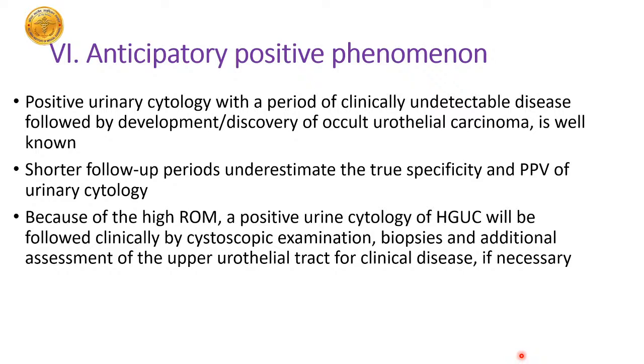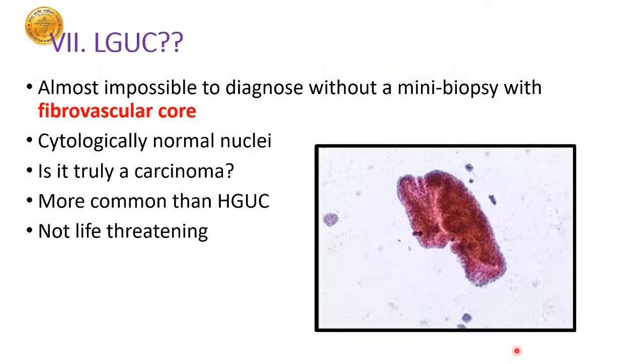These patients need to be followed for a longer period, and this will lead to the discovery of even occult urothelial malignancy, which is well known. And this has a very high malignant association. A positive urine cytology will be followed clinically by cystoscopy, biopsies, and additional assessment of even the upper urinary tract if we don't find something in the urinary bladder per se.